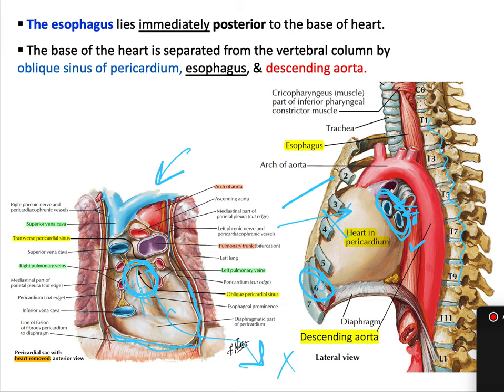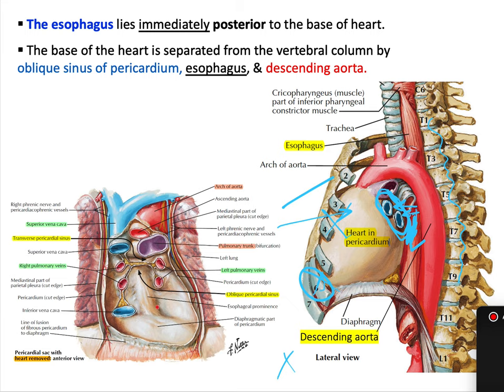If you open this fibrous sac, you will find the esophagus here. So let me erase it. Okay.